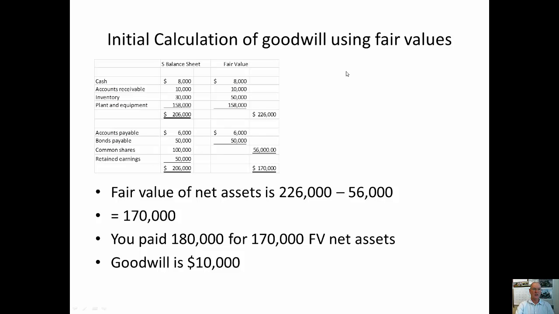So let's do that by first calculating goodwill using fair value. So as noted on the previous slide, the fair value of your net assets is $170,000. You paid $180,000. So this actually makes sense, doesn't it? You paid $180,000 for $170,000 fair value of assets. Goodwill is $10,000.